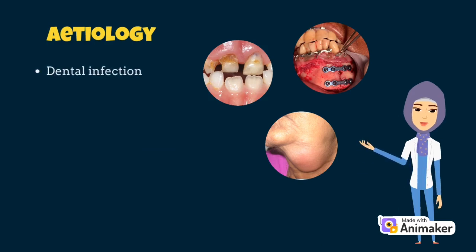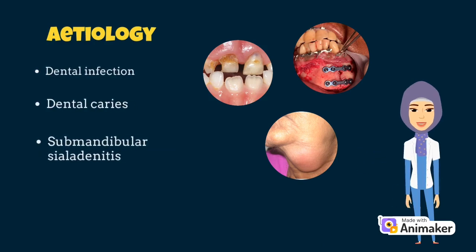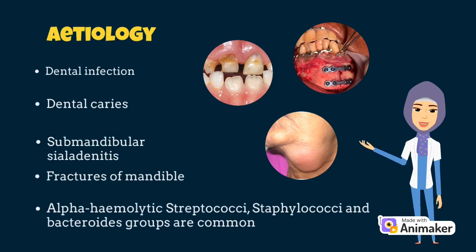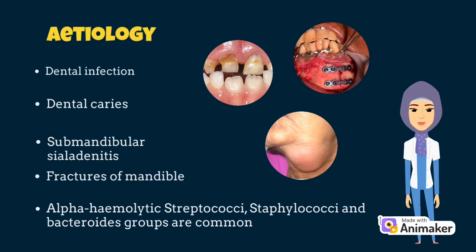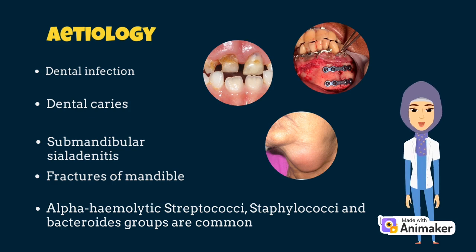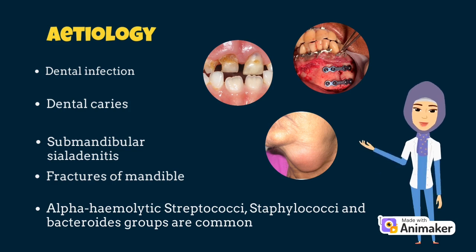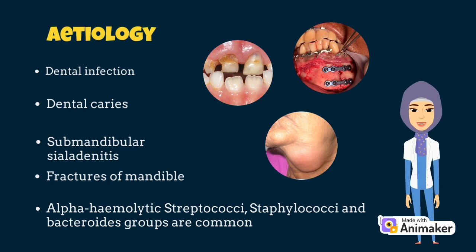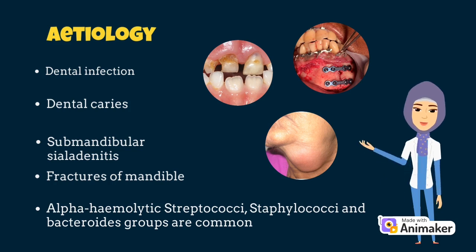The etiologies that cause Ludwig angina are dental infection, dental caries, submandibular sialadenitis, and fractures of the mandible. The bacteria that cause Ludwig angina include alpha hemolytic streptococci, staphylococci, and Bacteroides groups, which are common.